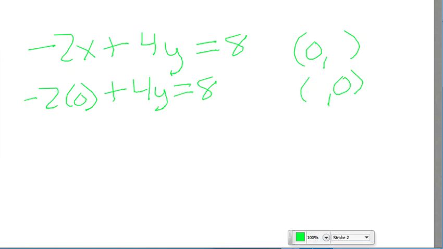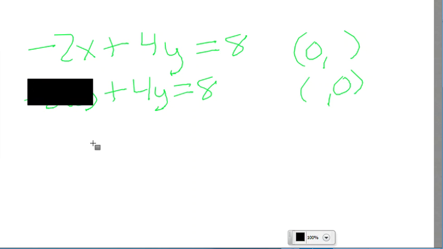So if I take this equation and I let the x be 0, okay, that is going to wipe out this term right here. Negative 2 times 0 is 0. So that leaves me with just 4 times y equals 8. So I divide by 4 on both sides.